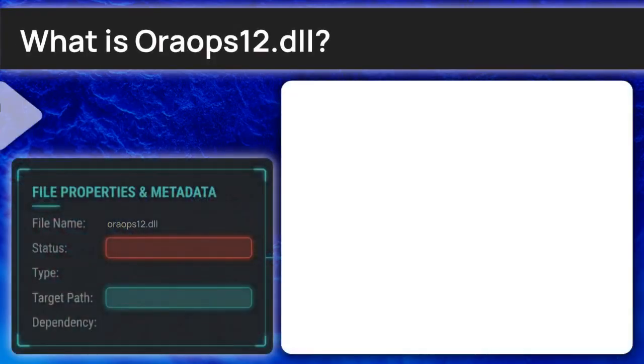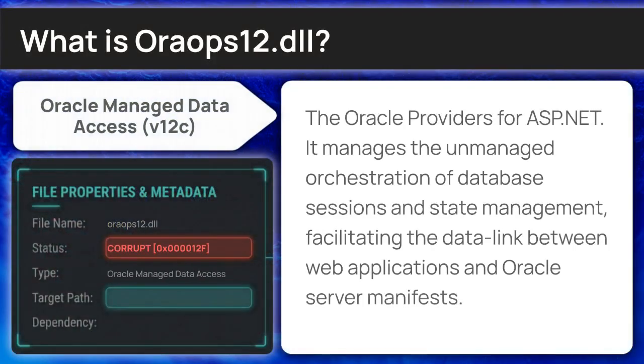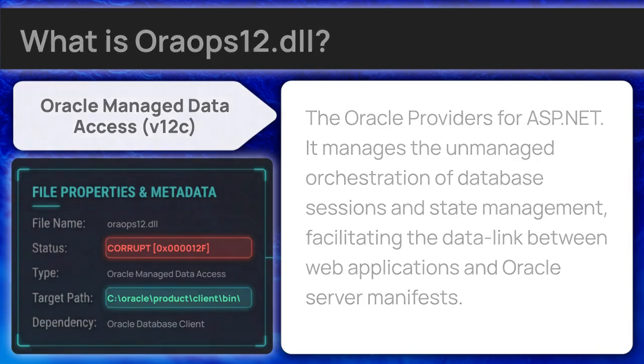This is the Oracle Ops 12, the Oracle providers for ASP.NET. It manages the unmanaged orchestration of database sessions and state management, facilitating the data link between web applications and Oracle server manifests. Now let's apply the fix by reinstalling the shared system library.